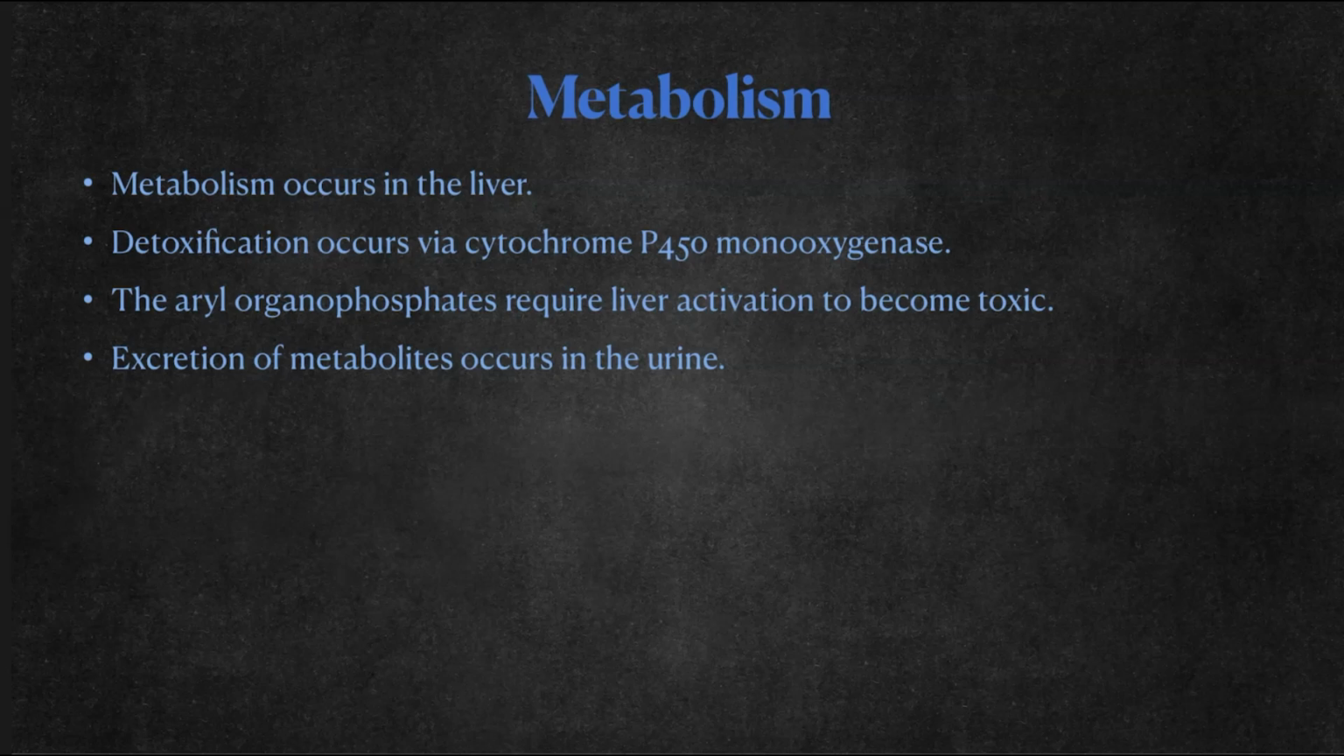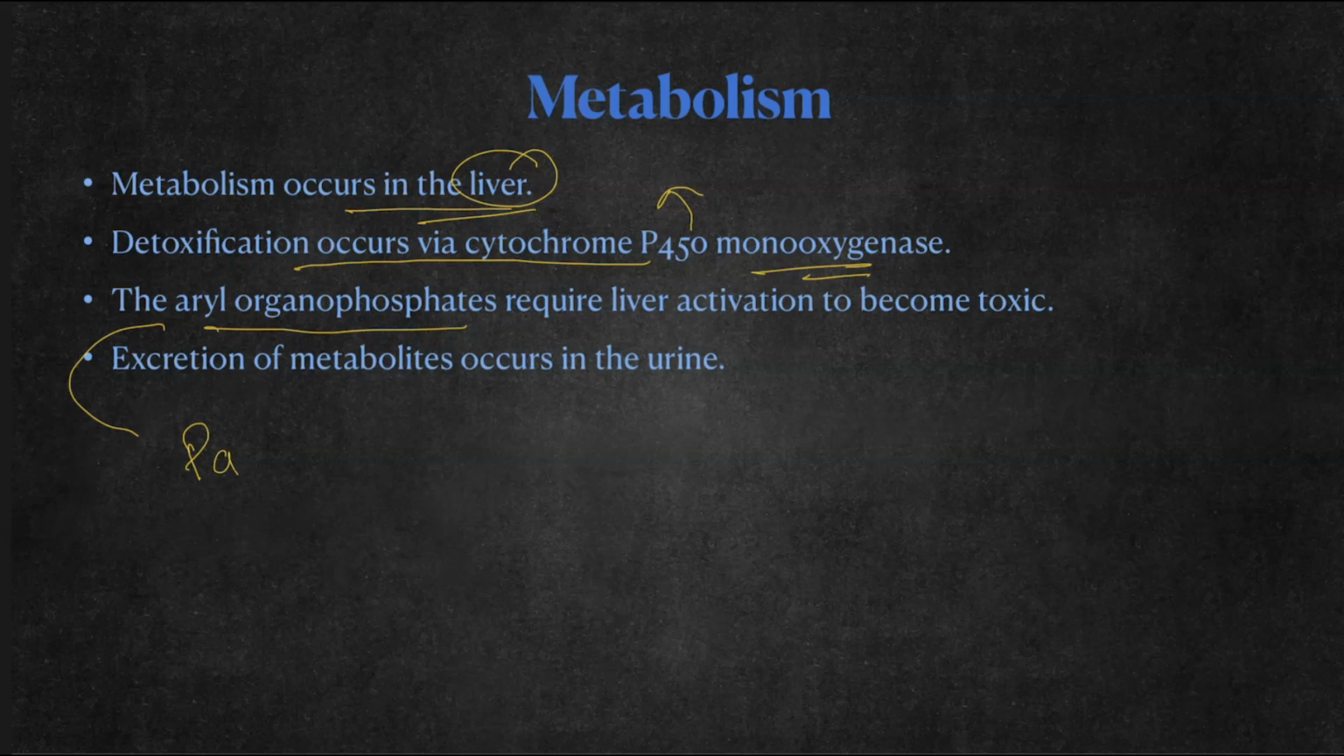Coming to metabolism, organophosphorus compounds are metabolized in the liver. Detoxification occurs by the cytochrome P450 monooxygenase enzyme, which is present in the liver and acts on the OP compounds to detoxify them. Aryl phosphate, on the other hand, of which a common example is parathion, requires the liver to get activated to become toxic.